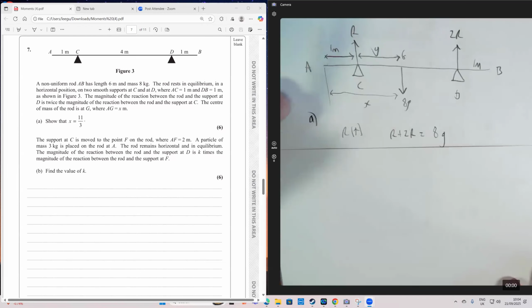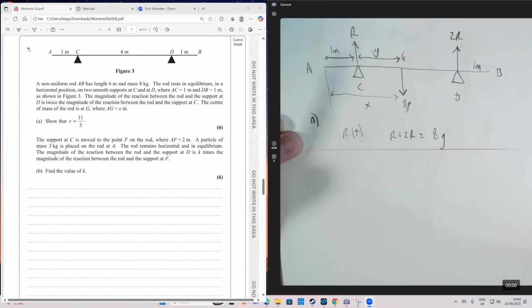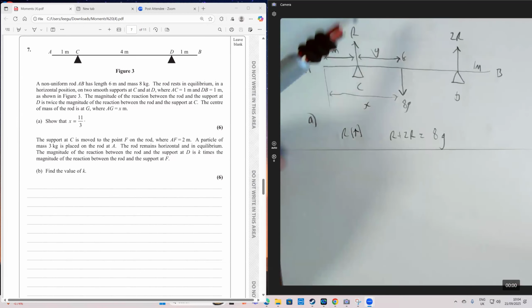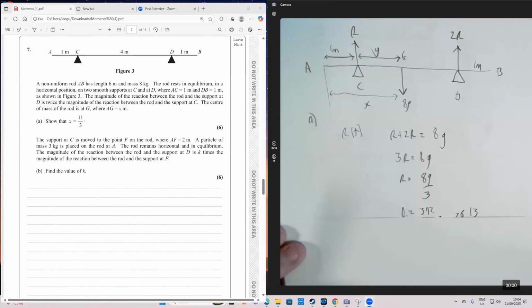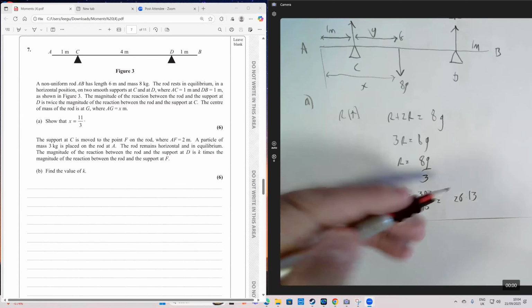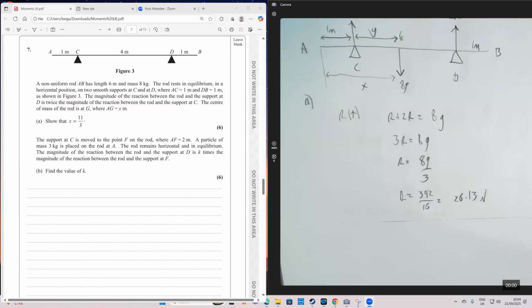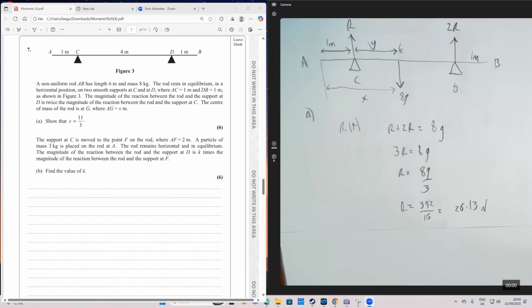So first of all, we resolve vertically. And resolving vertically, we have R plus 2R equals the weight going down. So R plus 2R is equal to 8g. And then from that, we can work that out, and that gives us that our R is equal to 26.13 newtons, or 392/15. So we've resolved vertically and found out what R is.